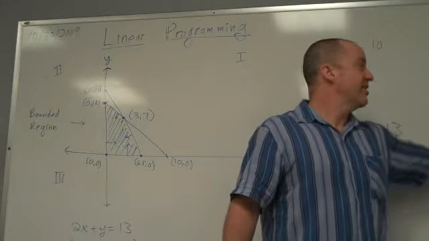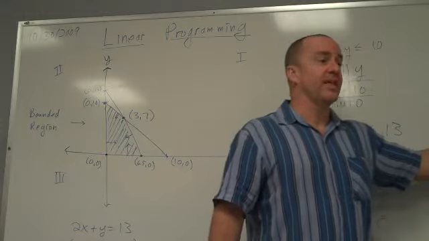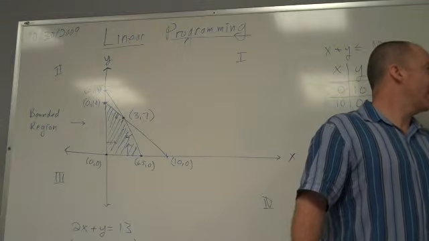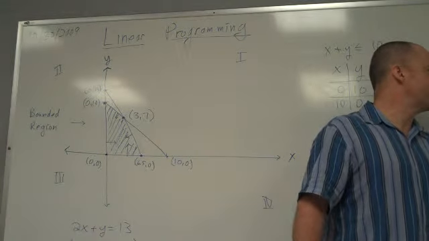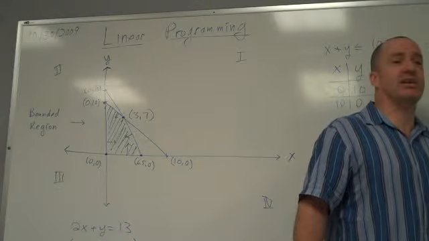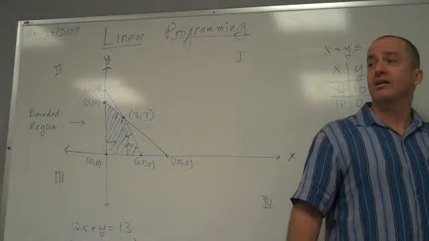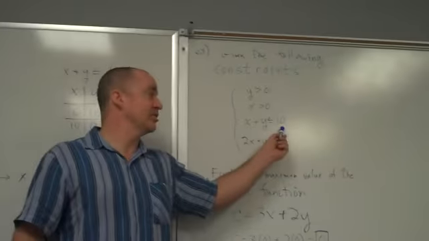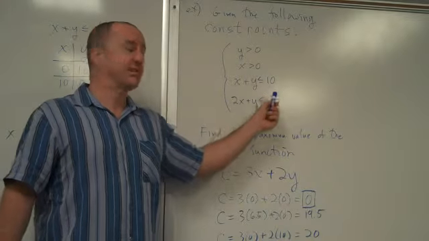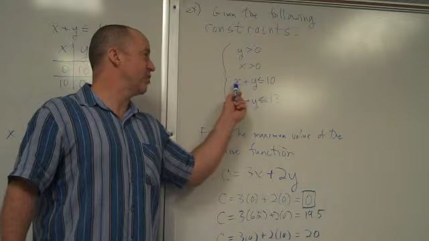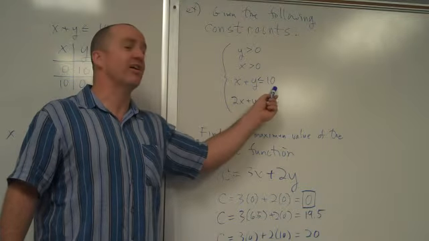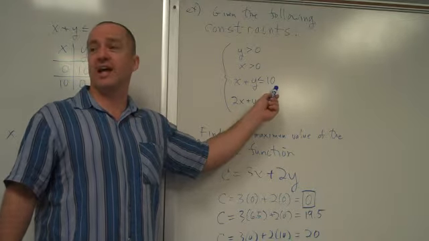Okay? These could represent all sorts of things. Maybe it takes 2 hours for the machine to make a table and 1 hour for a machine to make a chair, and the machine can only run 13 hours a day. Maybe I've got only 10 pounds of wood to work with a day. So the number of pounds, and it's a 1 pound table plus a 1 pound chair, has to be less than the 10 pounds of wood I have.